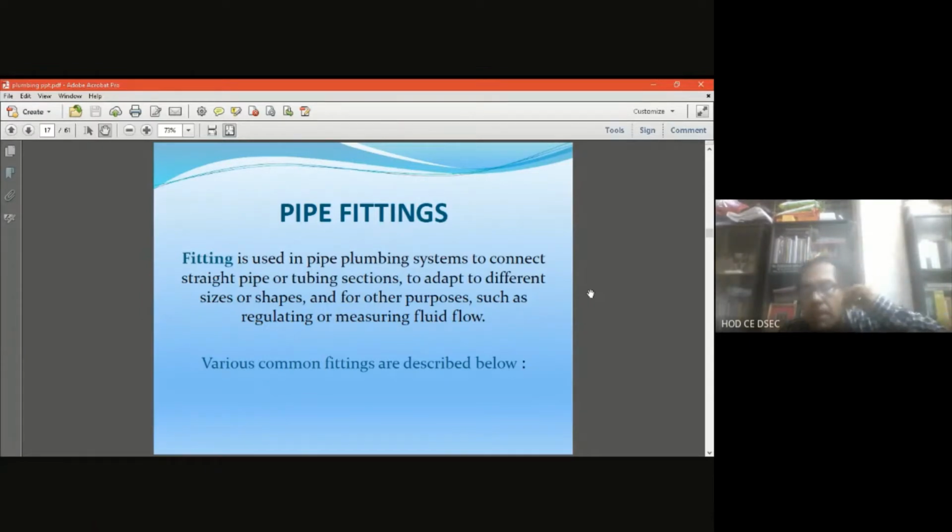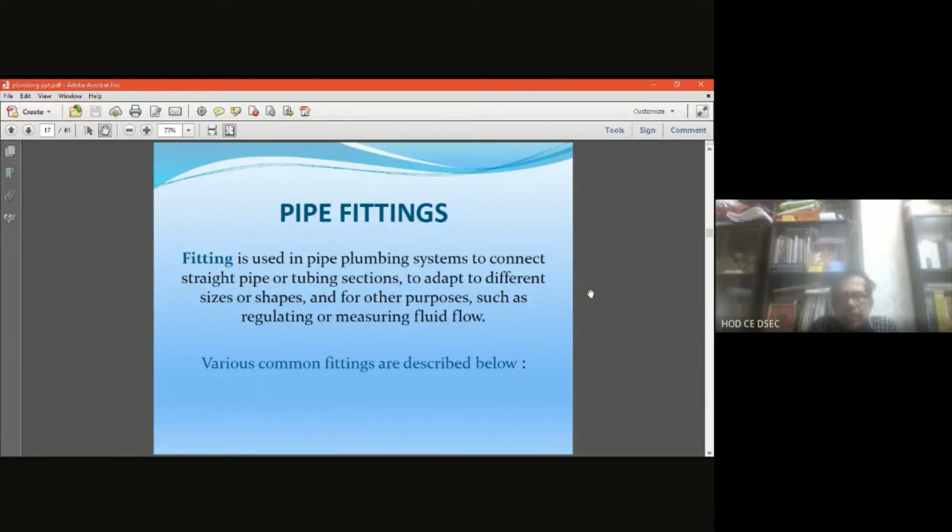Why pipe fittings? What are pipe fittings? They are used in pipe plumbing systems to connect straight pipe or tubing sections, to adapt to different sizes or shapes, and for other purposes such as regulating or measuring fluid flow. For regulating or measuring fluid flow, the fittings, that is the valves, we already described in the last lecture.